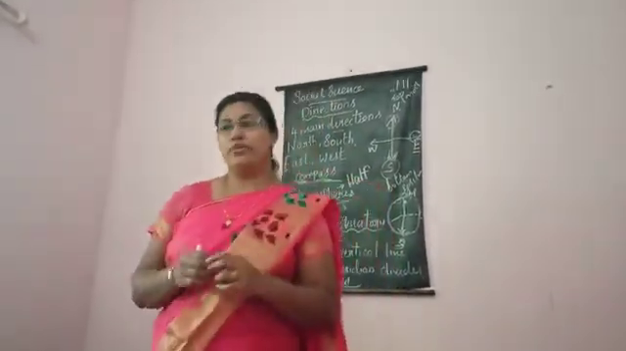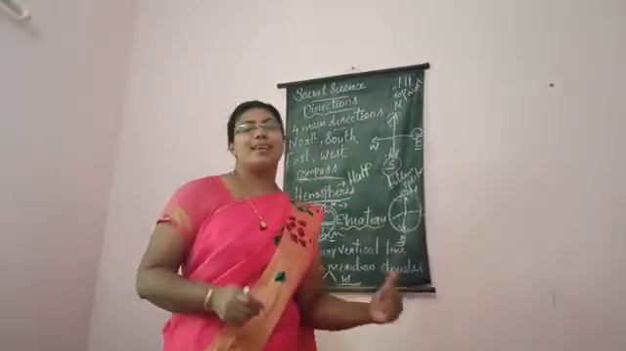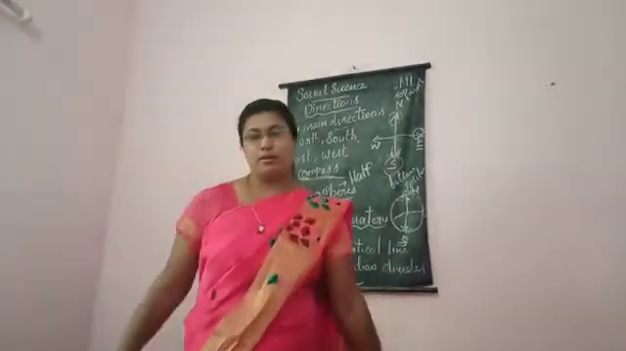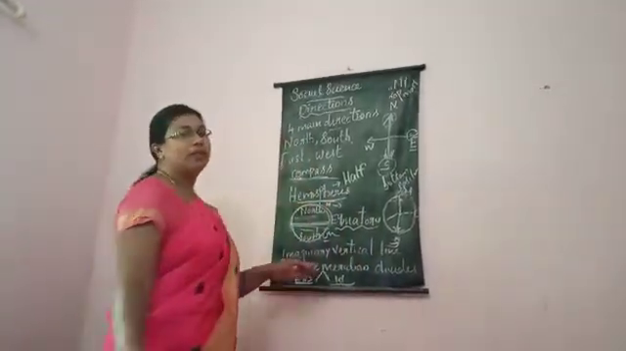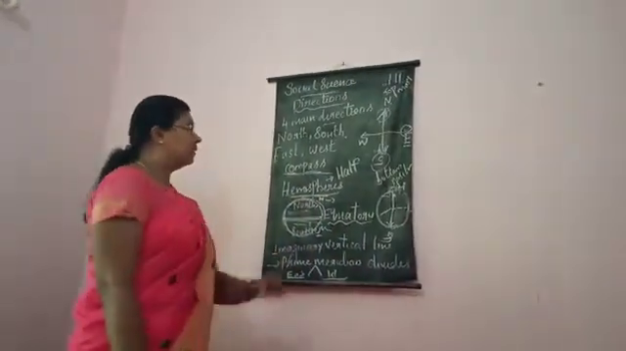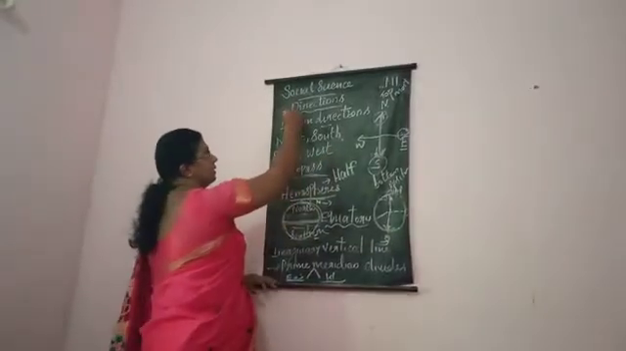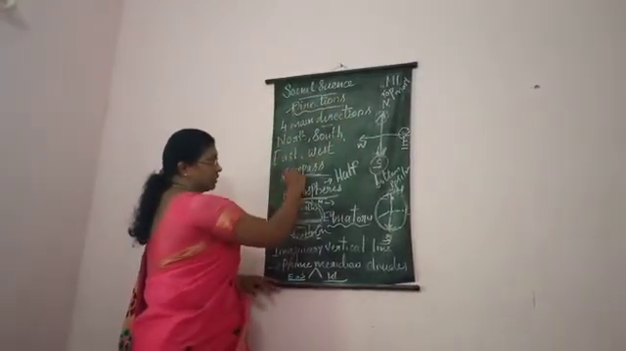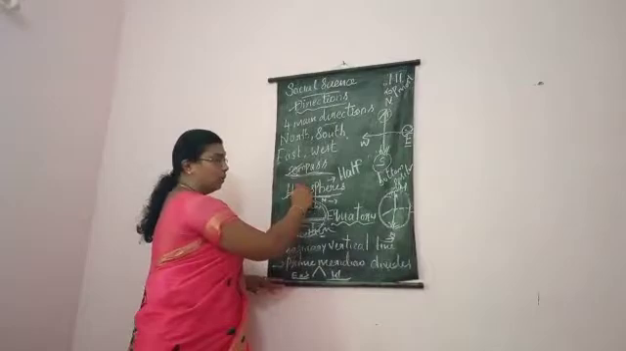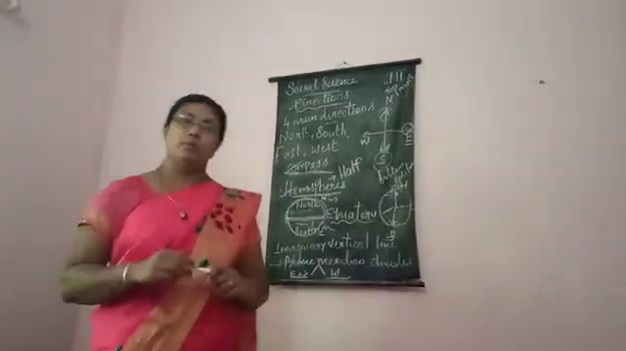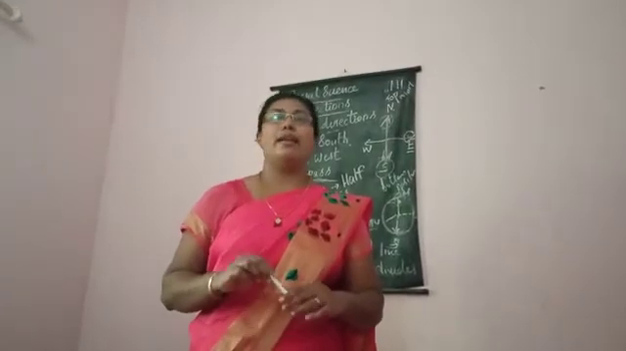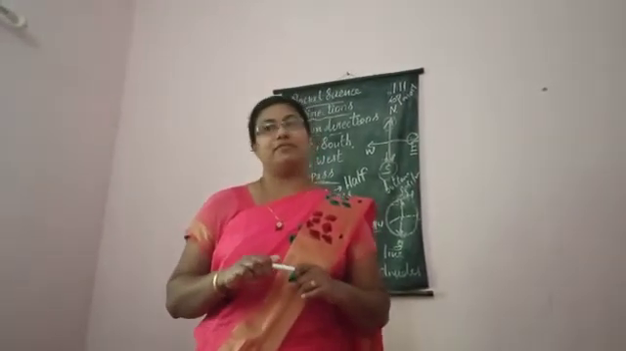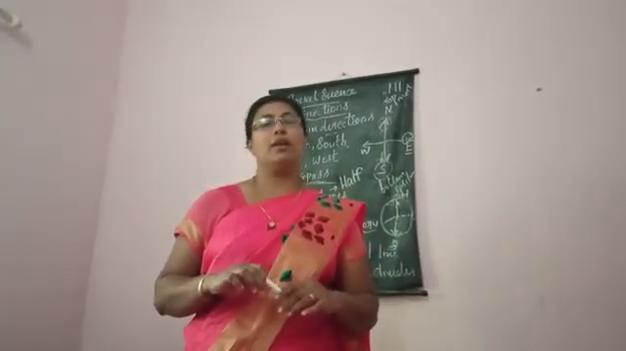So my dear children, by this our second chapter is over. Before winding up the class, we dealt with 3 points: first was directions, second was compass, and third was hemisphere. You have to read the chapter very nicely, and next class, after the video, I will be giving notes for you.